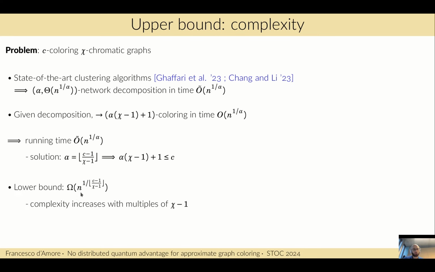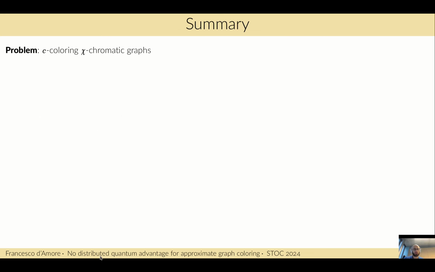This matches the lower bound, and interestingly, the complexity of this problem increases with multiples of chi minus 1. So for many different values of C, the complexity will actually remain the same. And these are almost tight bounds that imply that there is no quantum advantage.